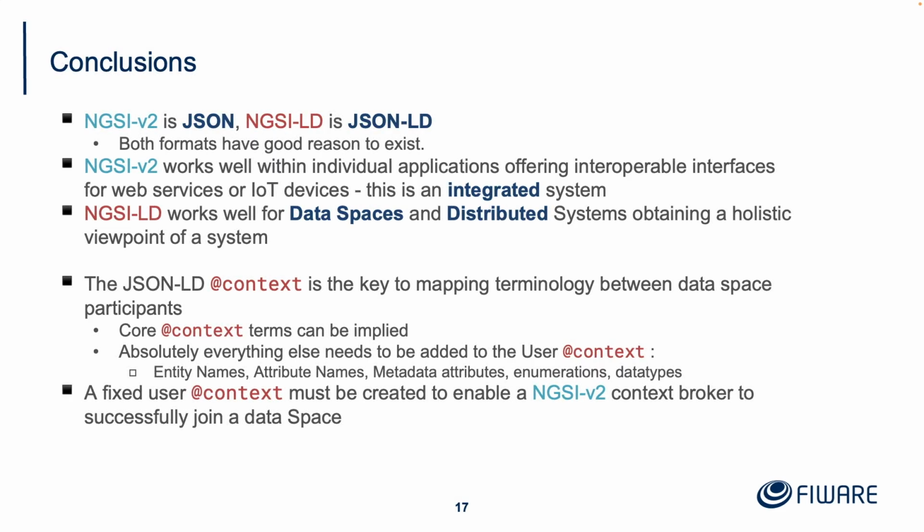The JSON-LD context is obviously the thing which needs to be mapped in all cases. And the key to getting a NGSI v2 system to talk to a wider data space is to use an adapter. At the moment, this adapter is lying on my own GitHub repository. I'll probably pass it on to the FIWARE repository in due time. And you can use a fixed context to make a NGSI v2 context broker a participant within a data space.